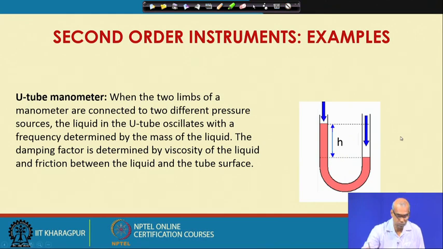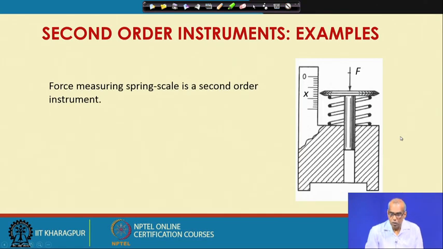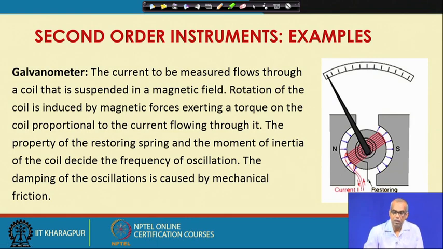Force measuring spring scale is another example of second order instrument. If I put a force here or if I put some weight here, this will oscillate. It is an example of second order instrument. Galvanometer is another example of second order instrument.